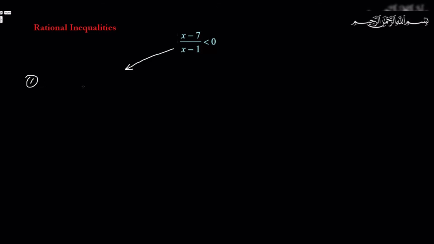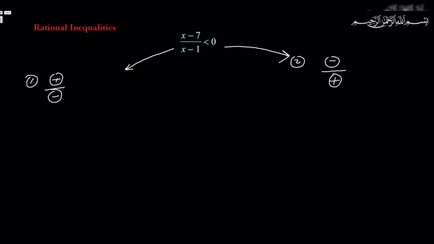The first circumstance is that the numerator is positive and the denominator is negative. And the second circumstance is that the numerator is negative and the denominator is positive. In that case, positive divided by negative would be negative, and negative divided by positive would be negative. In both cases, it will satisfy this inequality. So now that we have established that, we set this up.